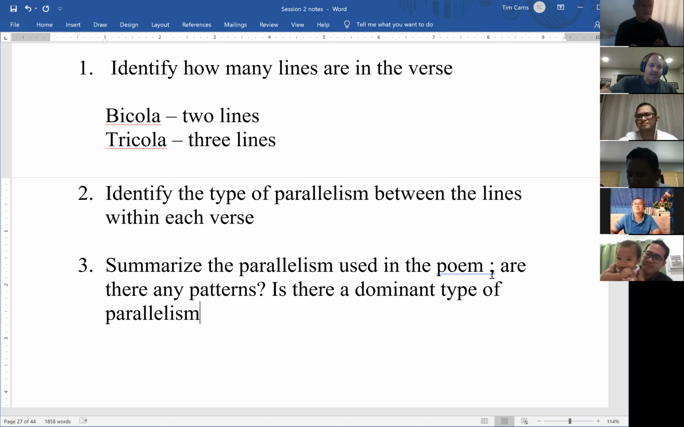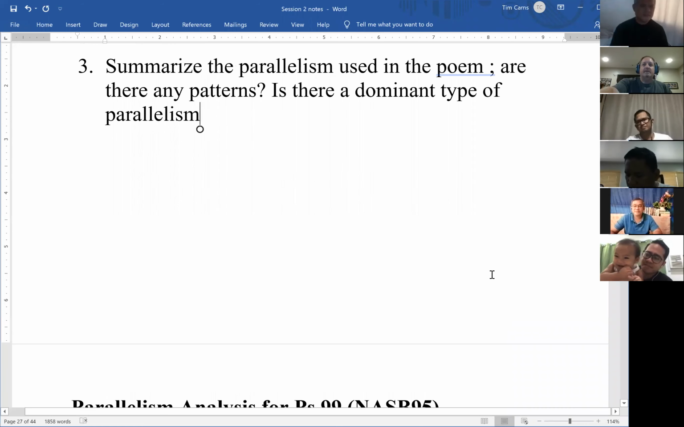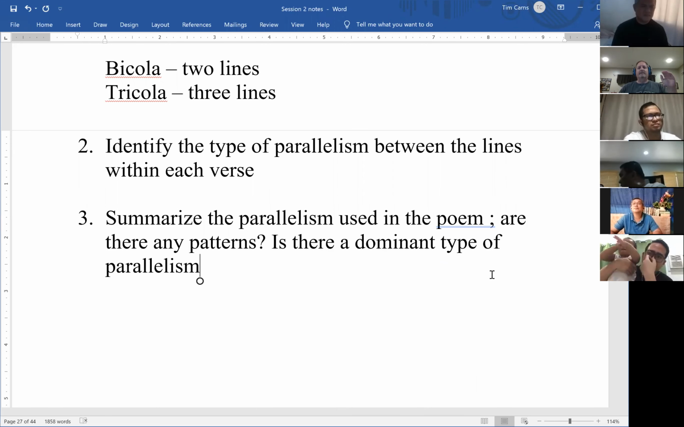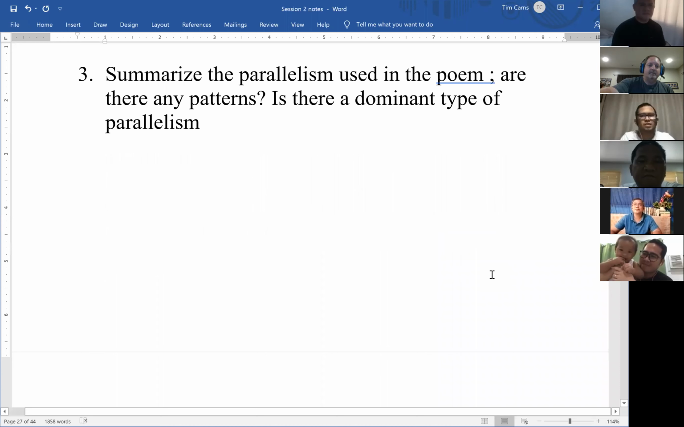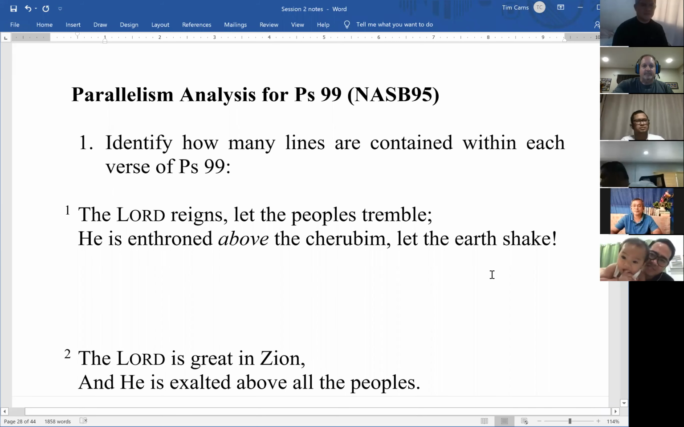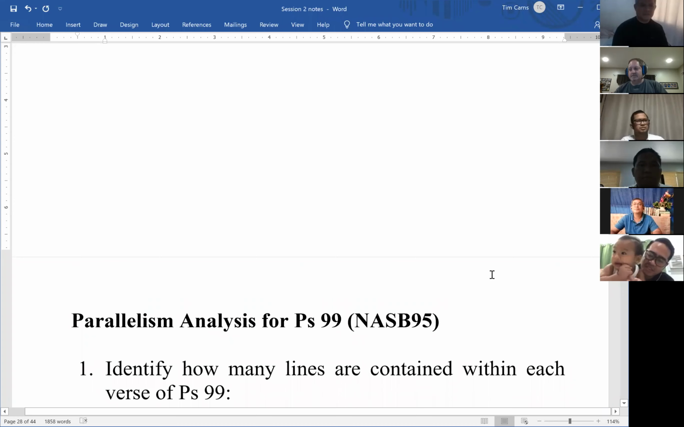Let's do this. For this week, we'll look at Psalm 99. Just take another 5 minutes or so. We'll identify the number of lines in each verse, and then next week when we pick up together, we'll go through and identify the parallelism used in each verse. So let me just take a few more minutes. The first step, again, is to identify how many lines are contained within each verse. Now, let me mention something here.